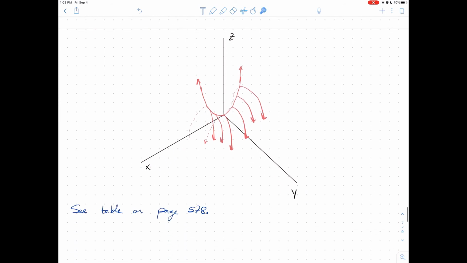Before we do that, though, I do want to encourage you to have a good look at the table in your book that's on page 578. This is a really good table that lays out a lot of what we've been talking about, and it'll be a good reference point for you. All right, so let's switch to Mathematica and see what the Mathematica graph looks like.